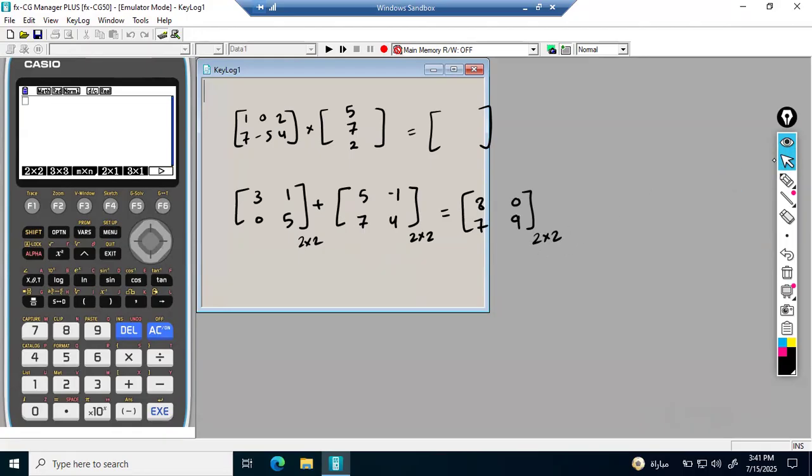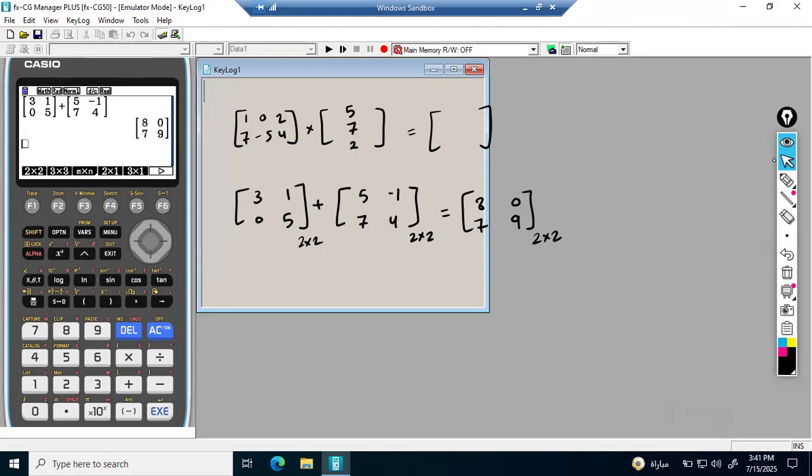Now we have the 2x2 here. It's already given as one of the options, so it's F1. Now when I enter the numbers of the matrix, I enter them row by row, and I only move with this arrow, the right arrow. So 3, 1, 0, 5. Plus, the other matrix is also a 2x2 matrix, 5, -1, 7, and 4. Yeah, so the result is the sum of the numbers in each matrix.